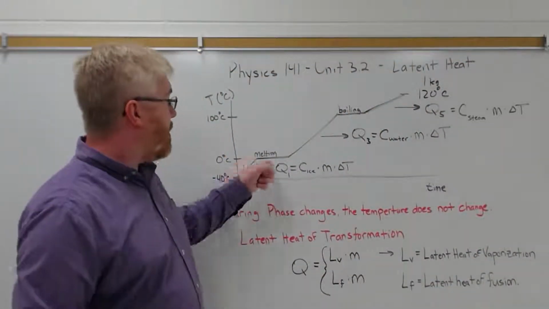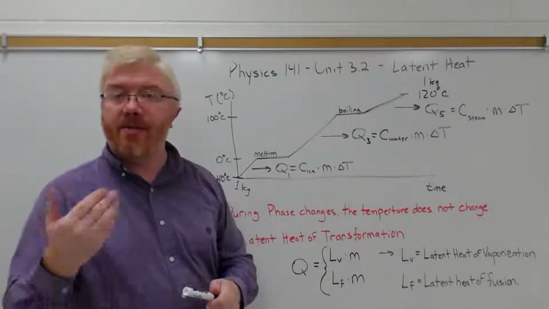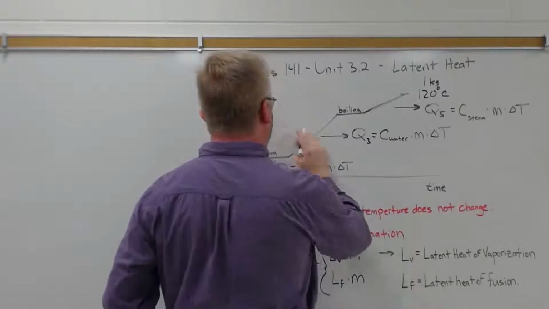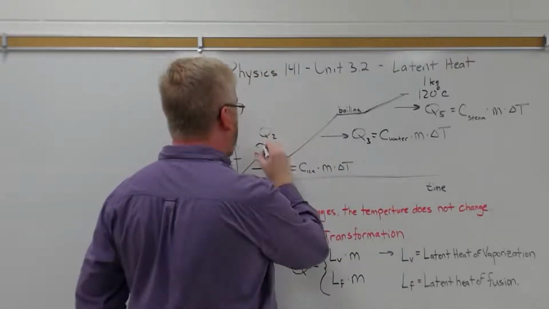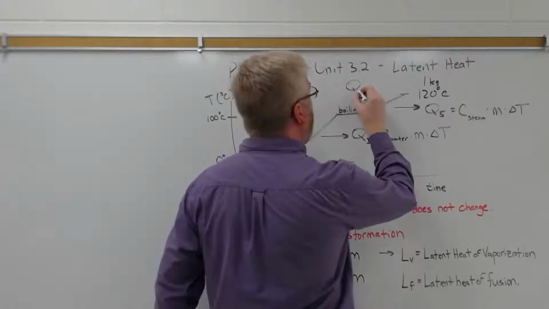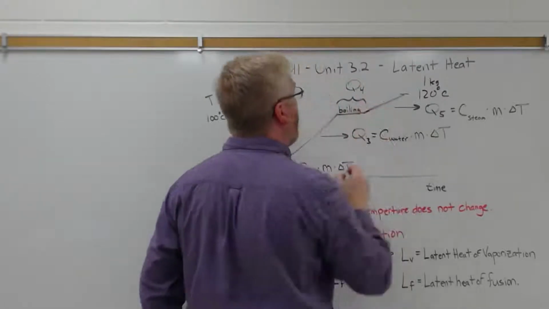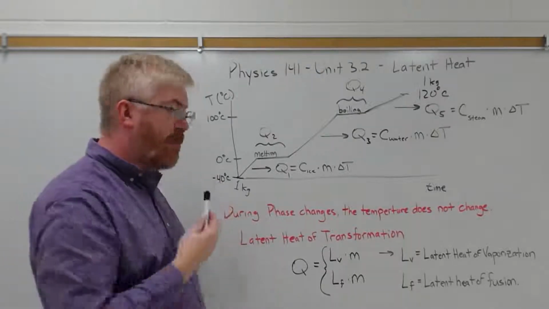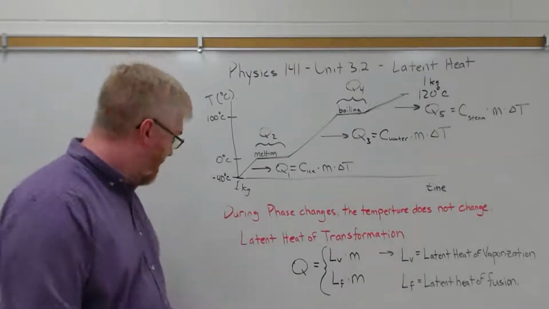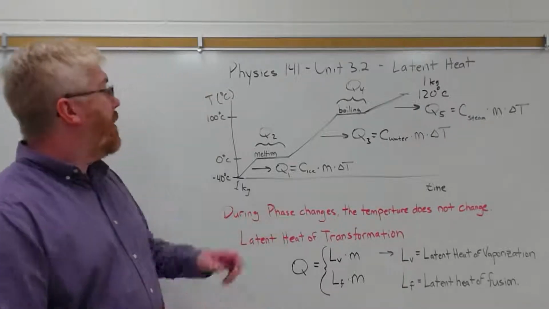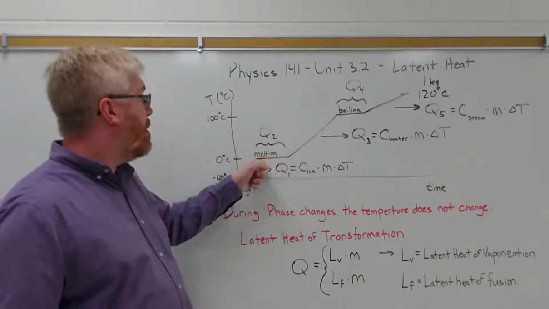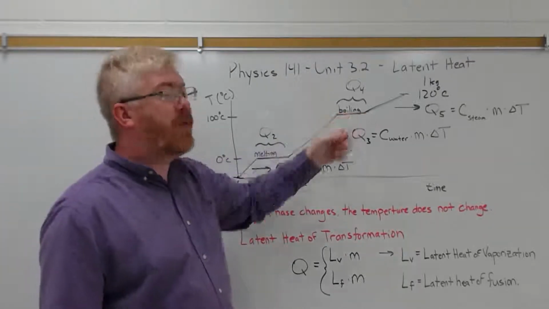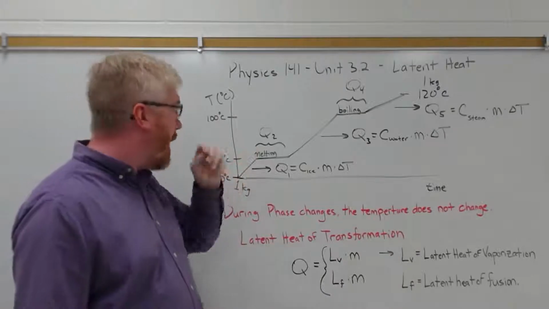So Q1, Q3, and Q5, we can figure out the heats using our specific heat equation. Q2, which is this melting process, and Q4, which is this boiling process, we don't have equations for that yet. Well, actually, I have them below if you're reading ahead. We need to figure out how much heat is needed to melt ice into water. We need to figure out how much heat is needed to evaporate liquid water into a gaseous state.